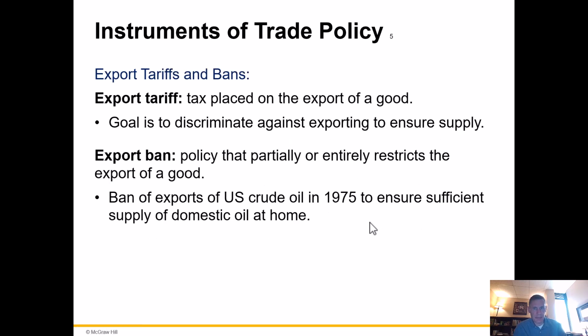Export tariffs are taxes placed on the export of a good. The goal is to discriminate against exporting to ensure supply. An export ban is a policy that partially or entirely restricts the export of a good. A ban of exports of US crude oil, for example, in 1975, to ensure sufficient supply of domestic oil here at home.